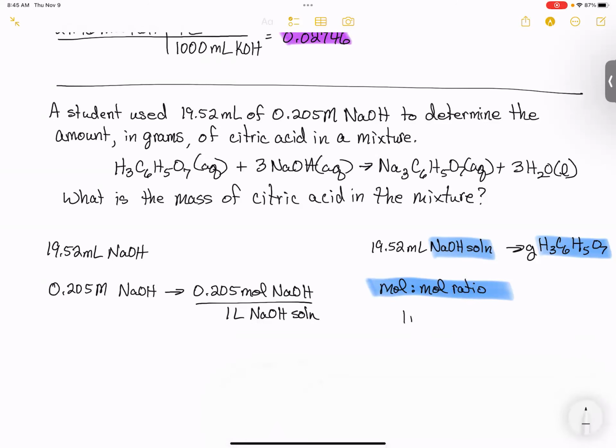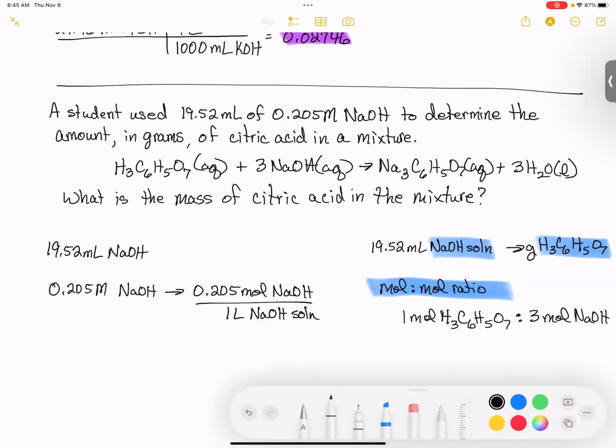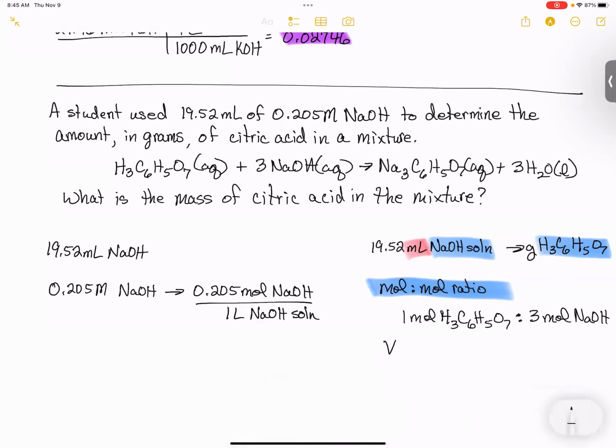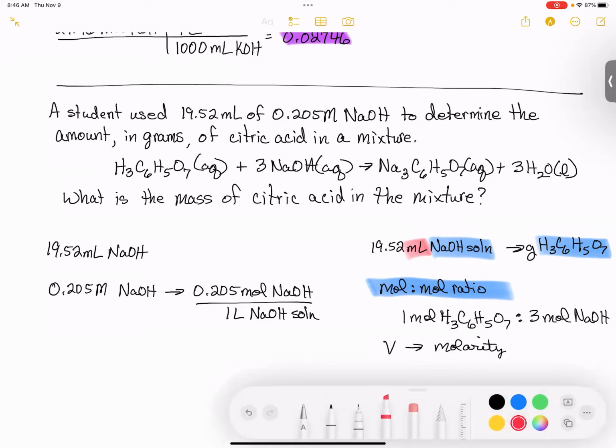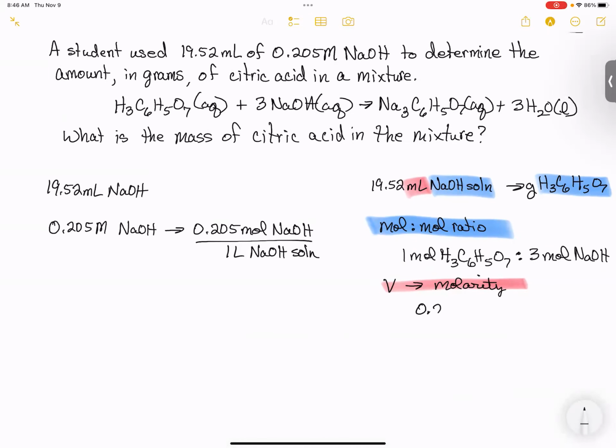And the mole-to-mole ratio is one mole of H3C6H5O7 to 3 moles of NaOH. Next thing I notice is I'm starting with volume of NaOH. Volume is telling me to go with the molarity. So that's going to be the 0.205 moles of NaOH per 1 liter of NaOH solution.